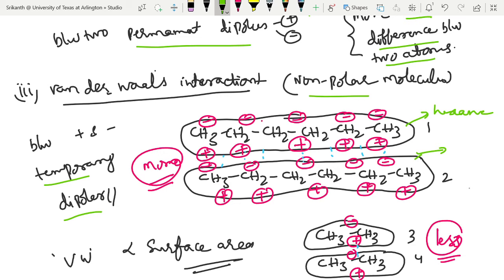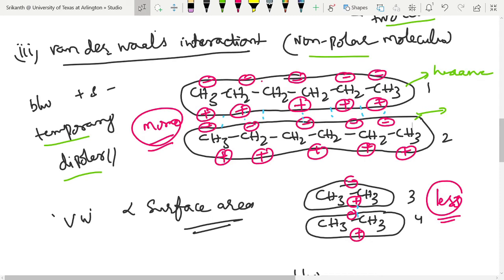Like in this case, we have a positive charge. The van der Waals interactions are happening, the blue color dots you can see. So these are happening between two hexane molecules, like positive and negative. This is like a dipole, but it is a temporary dipole. These will change. And van der Waals interactions increase with the surface area.